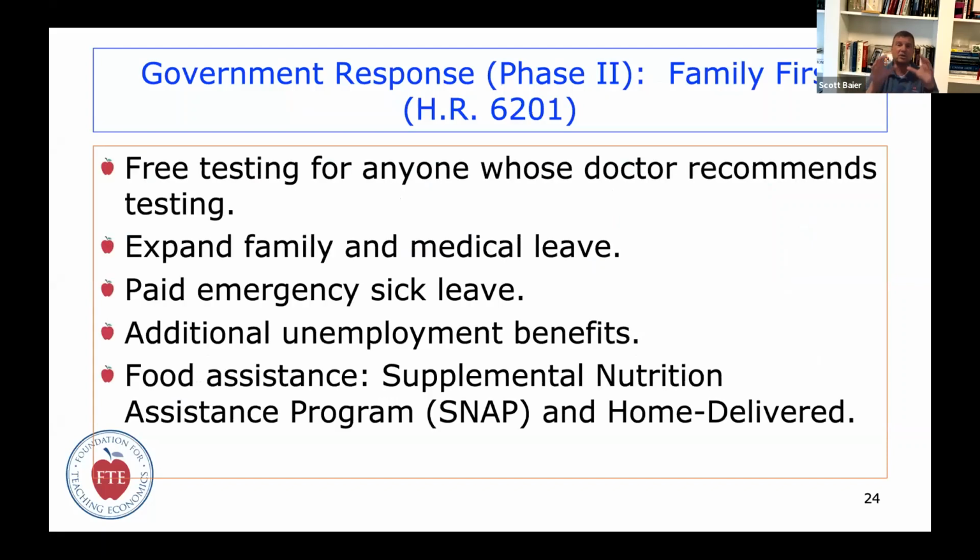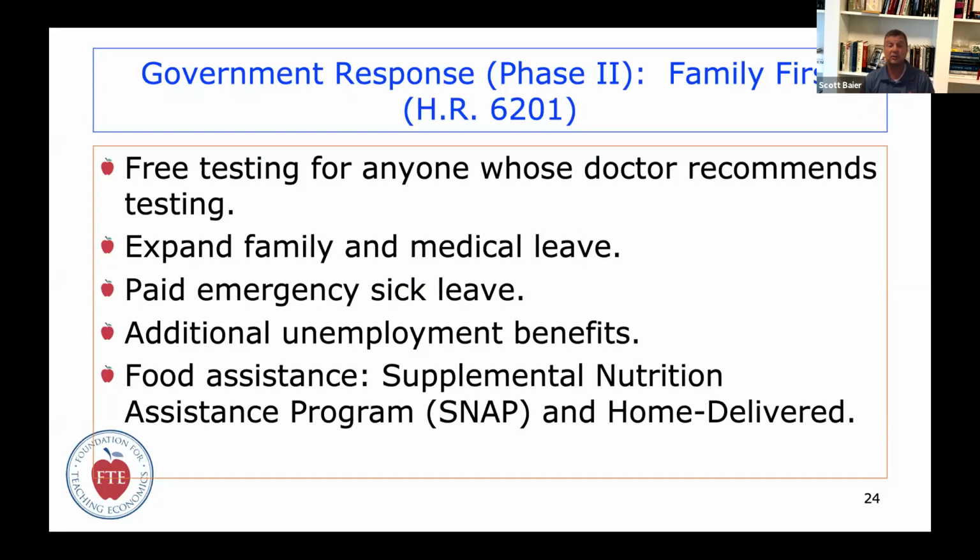So again, phase 2, the Family First Act, was addressing the health crisis, the health shock. What they did was free testing for anyone whose doctor recommended testing. Again, why did they do it this way? Remember, going back to this time period, tests weren't widely available, so everybody couldn't be tested. So it had to be doctor recommended. The second and third things they did were to expand family and medical leave and provide paid emergency sick leave.